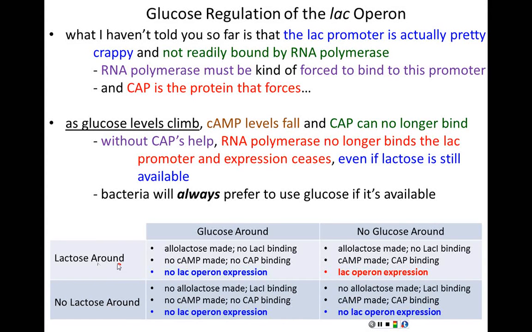Well, if lactose is around, that means the cells can make allolactose, because lactose is present in the cell. If lactose is around and allolactose is made, lac-I will not be binding to the operon, so conditions seem to be favorable for lac operon expression. However, glucose is around, and when glucose levels are high, cyclic AMP levels are low. And if cyclic AMP levels are low, CAP is unable to bind to the promoter of the lac operon, and without CAP's help, RNA polymerase cannot bind, and in the absence of RNA polymerase, we get no lac operon expression. So that's how the choice is made.